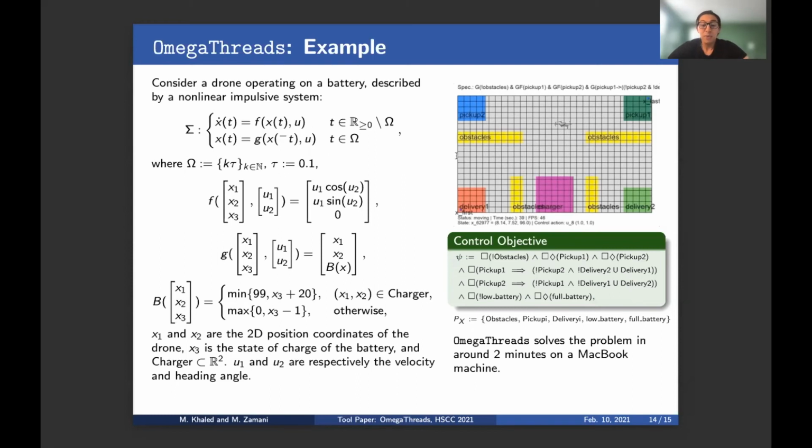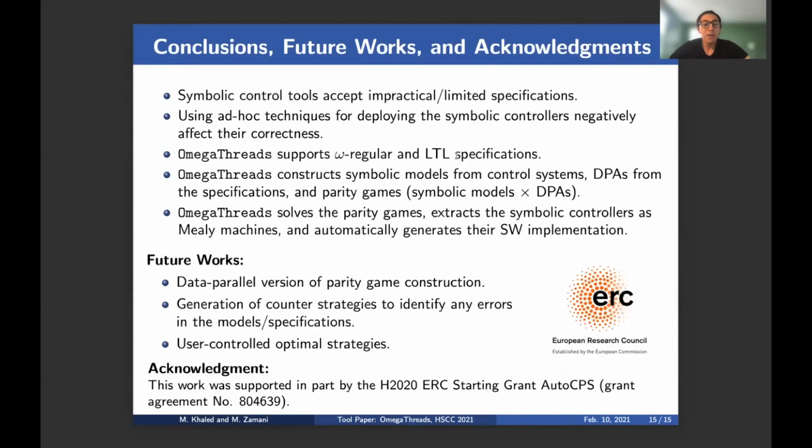The control objective is provided as an LTL formula shown on the right side. In simple language, this asks that the drone performs infinitely often 2 different pickup and delivery tasks, pickup 1 and 2, and delivery 1 and 2. When a delivery task starts, it should be completed without starting another delivery task. Some obstacles must always be avoided, and the battery must not reach a low state. Finally, from time to time, it should be fully charged. The problem is provided to OmegaThreads as a text file, and OmegaThreads solved the problem in around 2 seconds on a MacBook Pro machine.